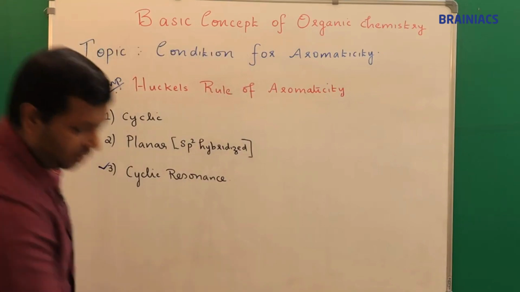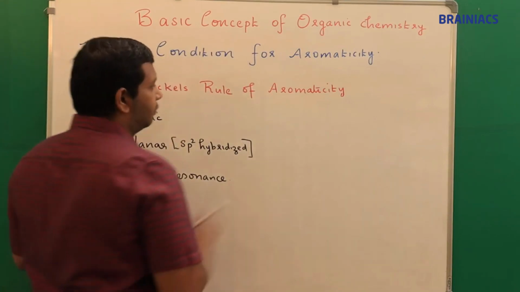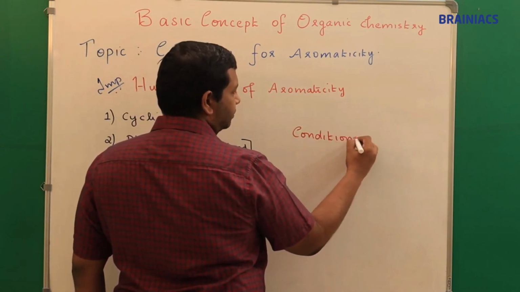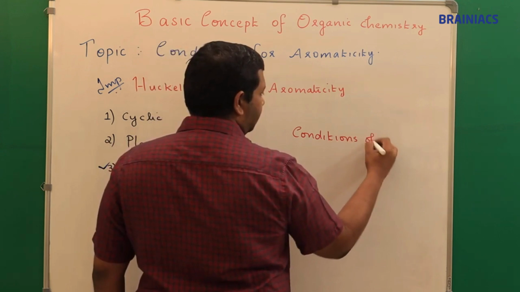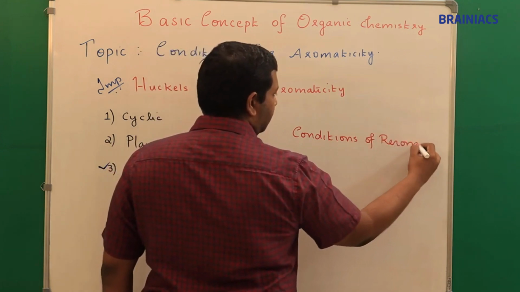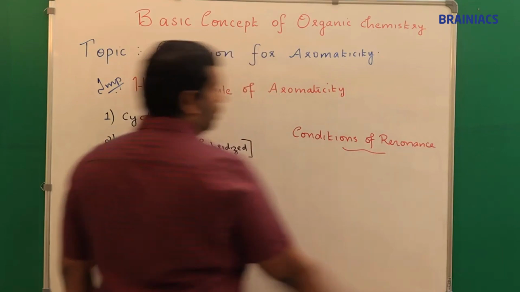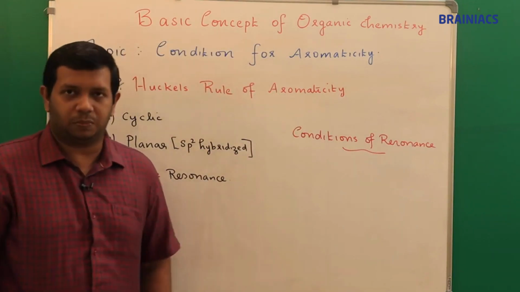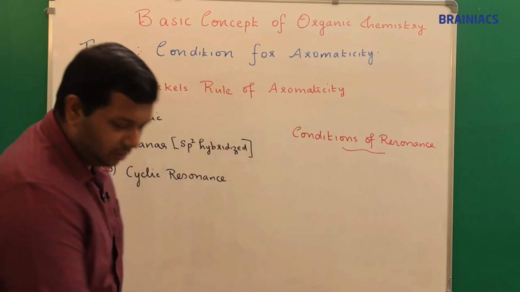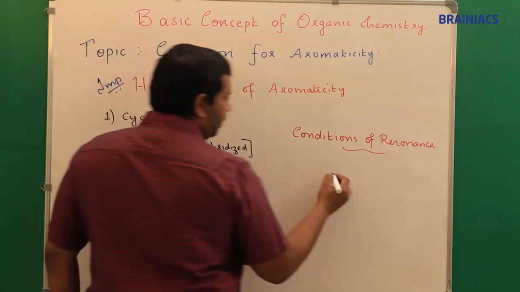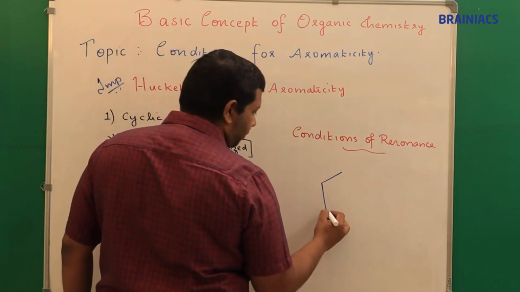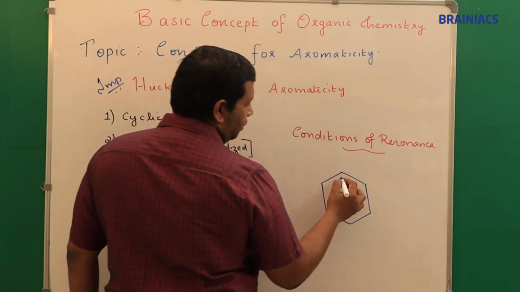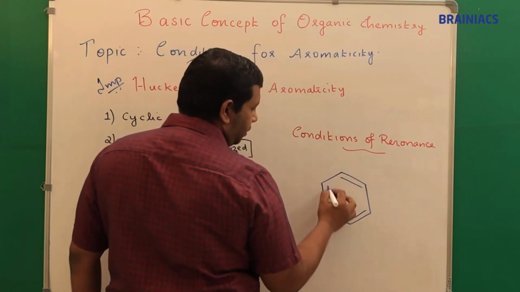Okay, now next we will try to understand what the conditions for resonance are. So here I will tell you one shortcut, you can just follow that. But let me first tell the conditions of resonance. Okay. So I will give you an example first, and with that I will try to explain, then I will give you my shortcut, then it will be easy for you to relate. So let me take my famous example, that is nothing else, my benzene. Okay, so this is my benzene.